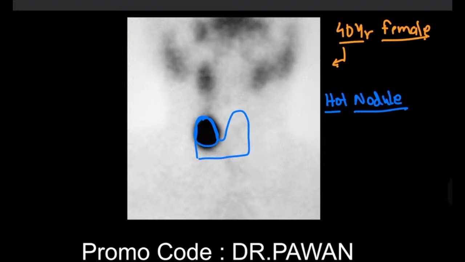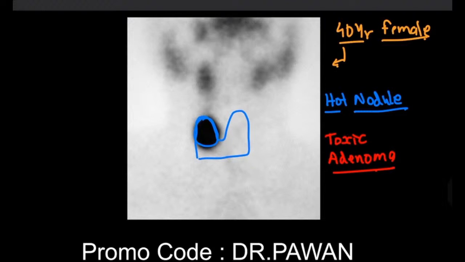Okay, Samriddha, good try, but it is not Graves' disease. Why? You tell me why. Okay, so the provisional diagnosis is basically a toxic adenoma. It is a toxic adenoma. Now Samriddha said that it is Graves' disease. Well, it is not.